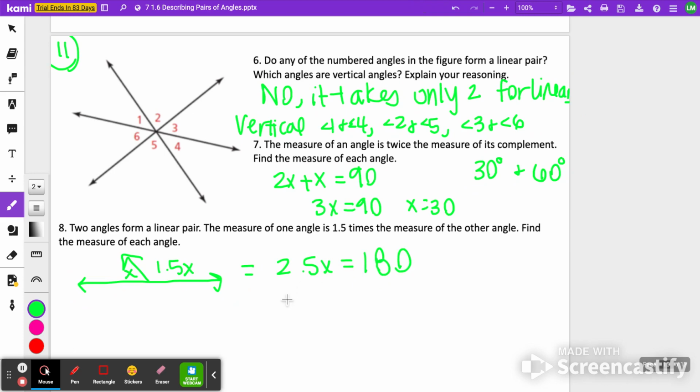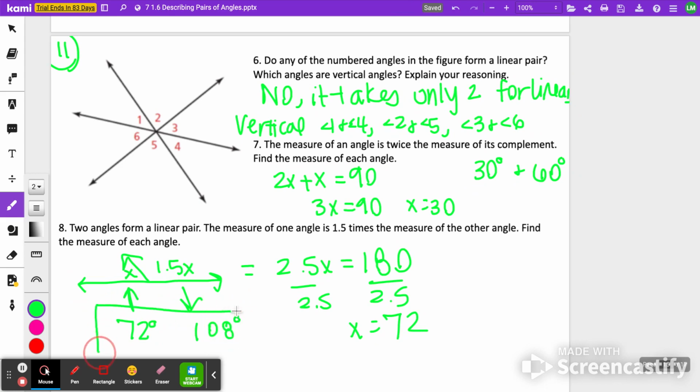So we divided 180 by 2.5, and we get x is 72. So this measure is 72 degrees. And this one, if we just take 72 and multiply it by 1.5, we get 108 degrees. Okay, that is going to conclude our notes on lesson 1.